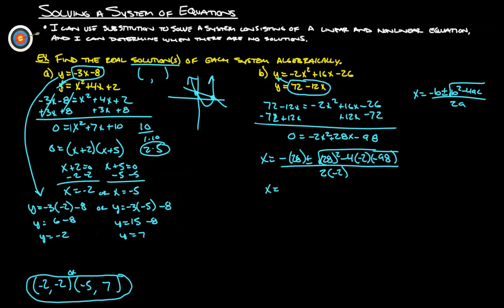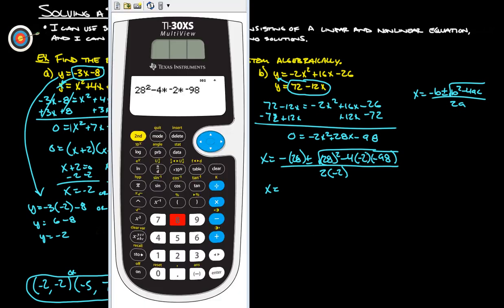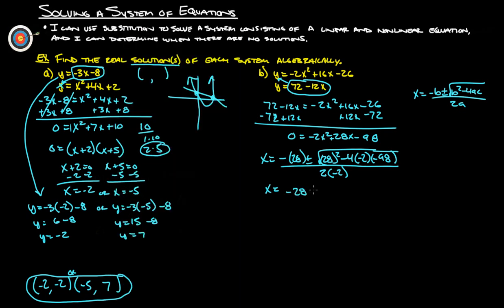So let's bust out our calculator to see what these things are going to be. Here's the part that's just under the radical: 28 squared minus 4 times. Now, when you're multiplying by a negative number, make sure you push the negative button instead of the subtract button. It makes a big difference. So we push all that, and ooh, look at that. We happen to get 0 for this. So this simplifies to negative 28 plus or minus the square root of 0, over negative 4.